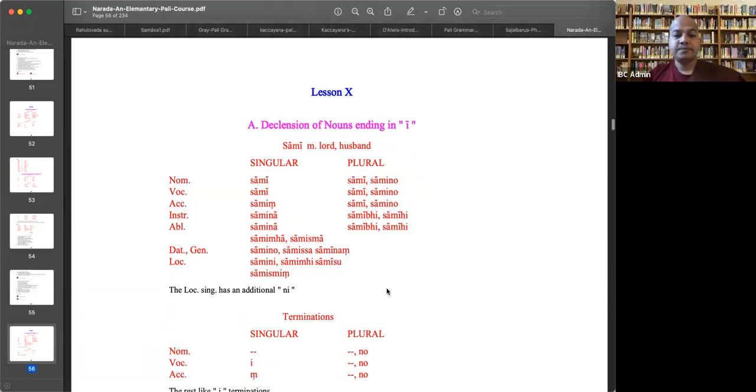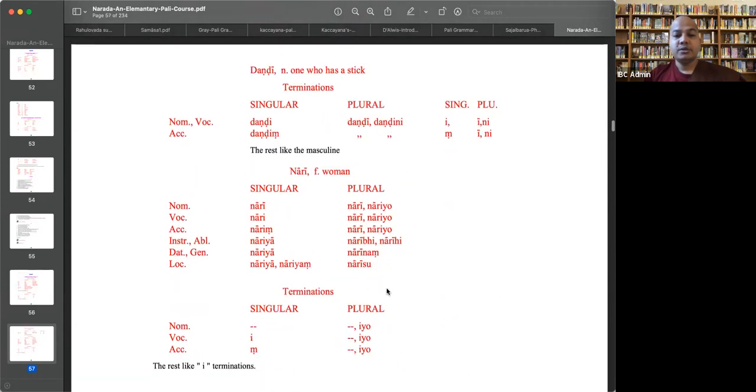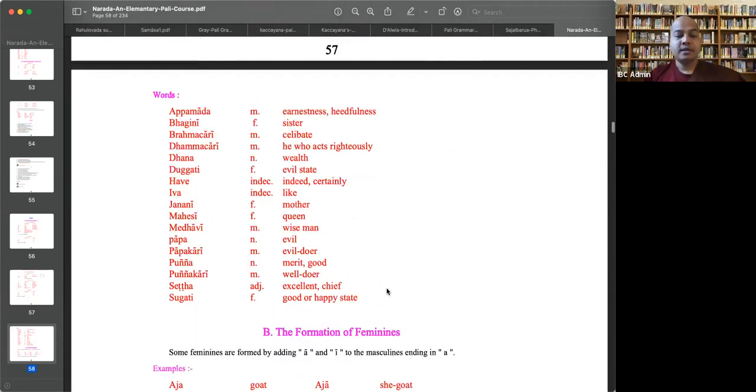Lesson 10. These are the declensions we have been going through, and these are the new set of words that are introduced here. I think in the last class also we have gone through this. Let us very quickly look at these words. These are the words that are used in the list of sentences in the following pages, in the exercise list.